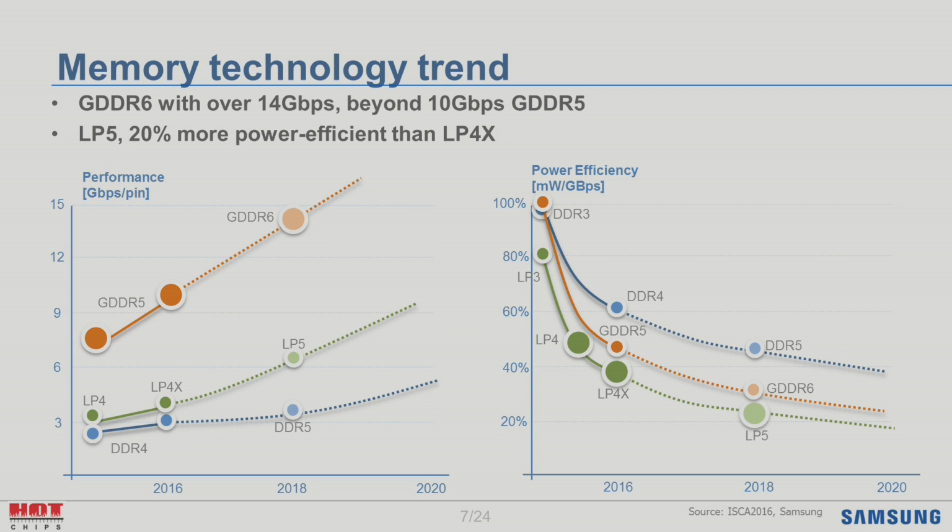I'm sure that the high-speed memory solutions will be GDDR5 and GDDR6, and the better power-efficiency solutions will be LP4X and LP5. As a result, the technical extension of familiar memory is a very attractive solution.